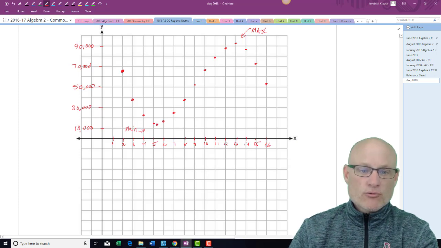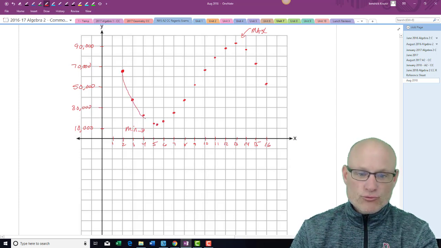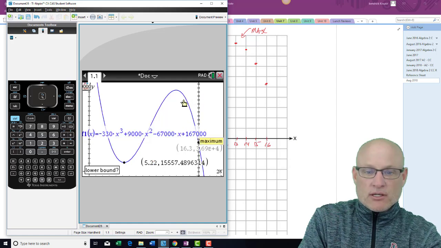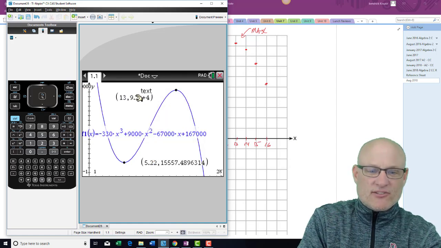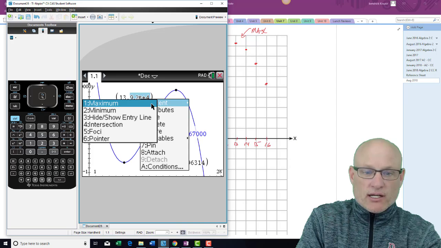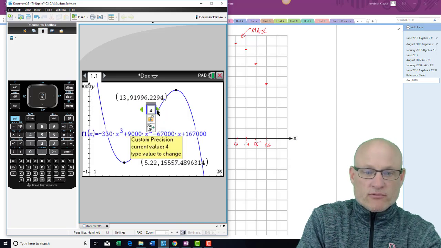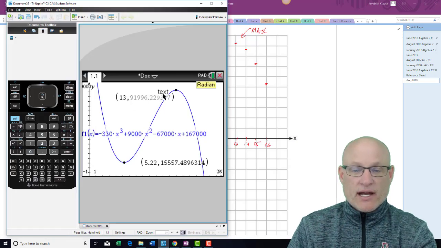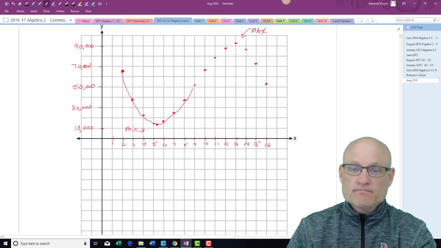Okay, all right, but we got to find the max. So menu, analyze graph, maximum, click, 13. And see how this is like this? If you just right click on it and you choose attributes, you can change it. So 13, oh, it's at 13 and 92. So there is the maximum.